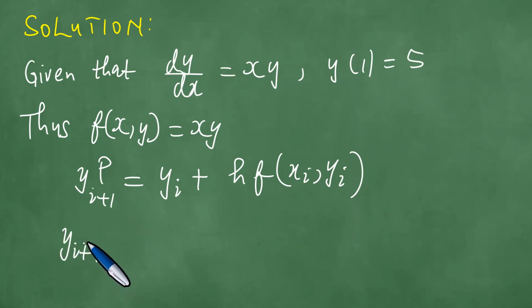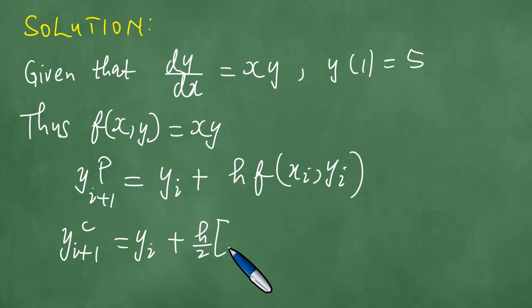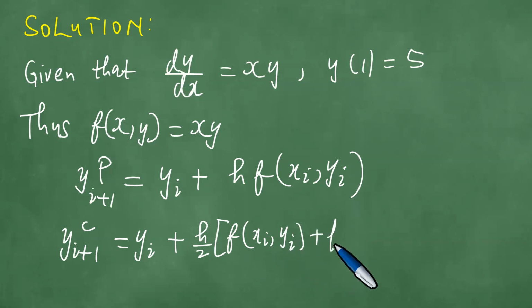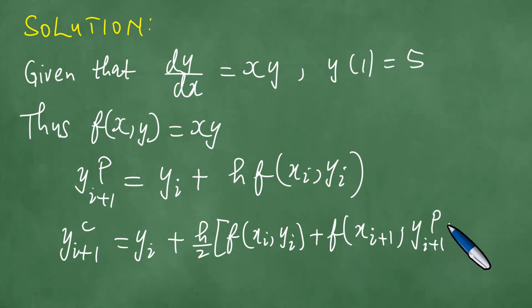Always when you're using the modified Euler, we do the predictor and the corrector. But in the exam, they asked for 2 corrections. So you can use the corrector and then use it again. Right, so you have f(x_i, y_i) plus f(x_{i+1}, y_{i+1}^p), like this.